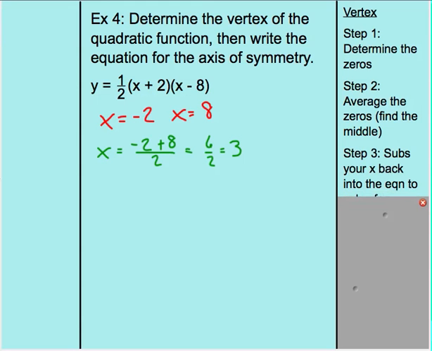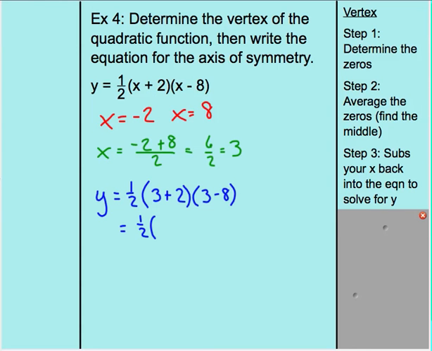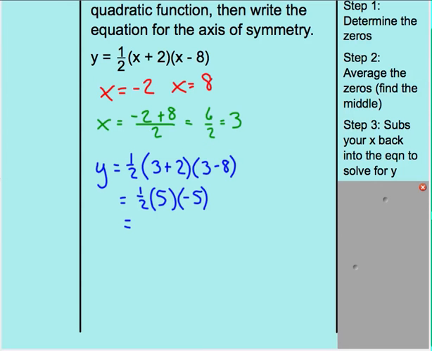To get the y coordinate of our vertex, we substitute that back into the equation. So we have the 1/2, replacing every x with a 3. Multiplying, well actually adding first. 3 plus 2 gives us 5. 3 minus 8 gives us -5. So I, in this case, would do the 5 times the -5 before I multiply by the half. 5 times -5 is -25. So we have half of -25 is -12.5, or -12.5 if you like decimals.